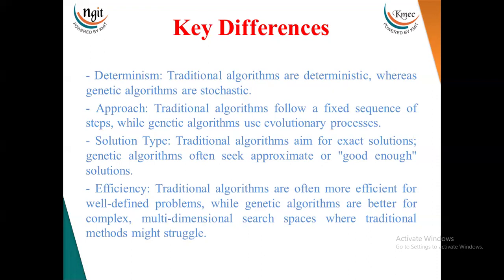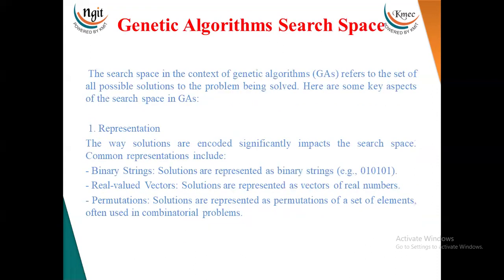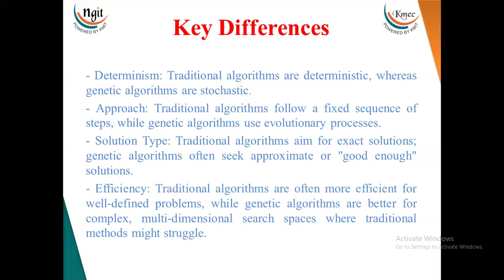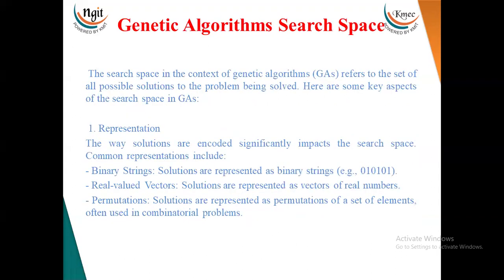Traditional algorithms are more efficient for well-defined problems, but genetic algorithms are efficient for complex multidimensional search spaces where traditional algorithms will struggle. So these are the basic differences. Now, what is meant by search space? Whenever you're talking about genetic algorithms, it is the set of possible solutions where I can find the solution, up to what extent I can find it, and where this particular space is optimal for my problem. This is called the search space.